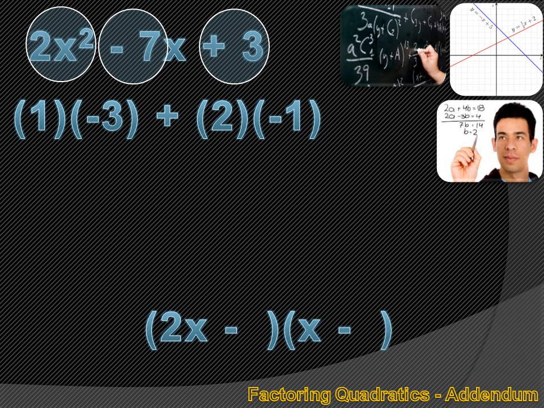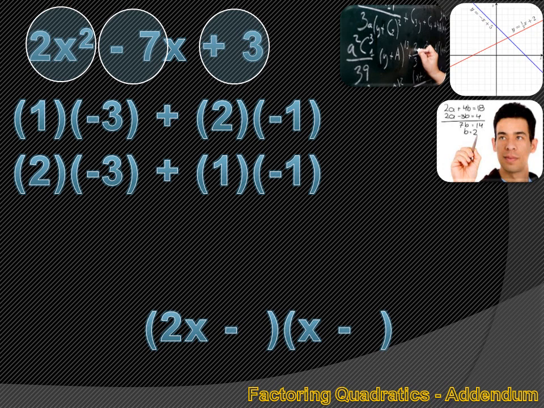And if I multiply that out, I get 1 times minus 3 plus 1 times minus 1. I've got minus 3 plus minus 2, and minus 3 plus minus 2 equals minus 5. Well, I want a minus 7, not a minus 5. So I know that's not it.